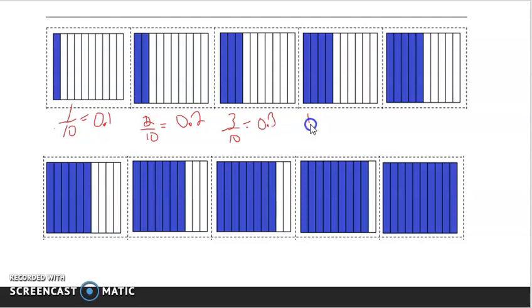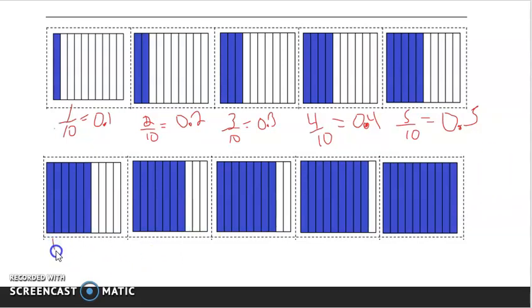All right, so what do we have here? 4/10, which is equal to 0 and 4/10. When I said and, I wrote the decimal. What do we have here? 5/10, which is equal to 0 and 5/10.